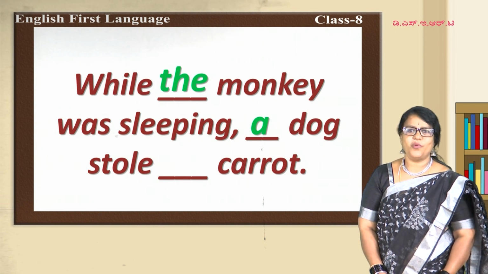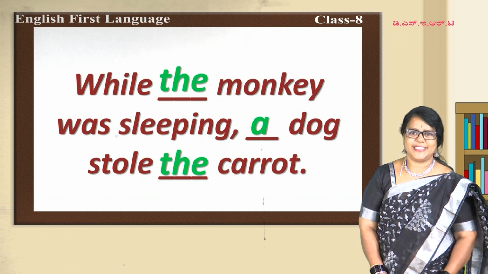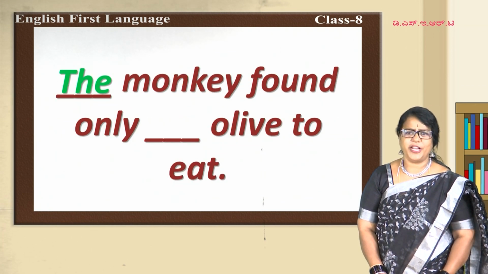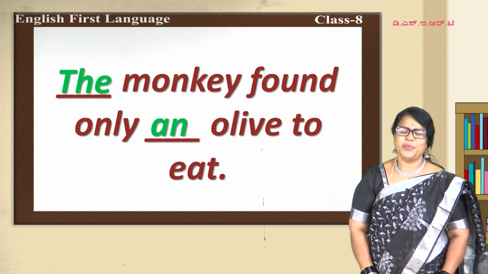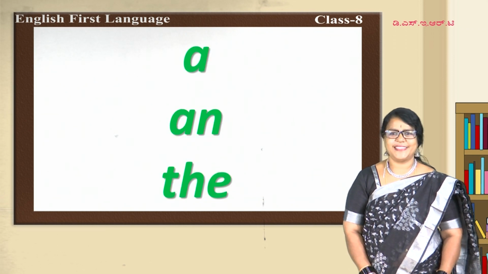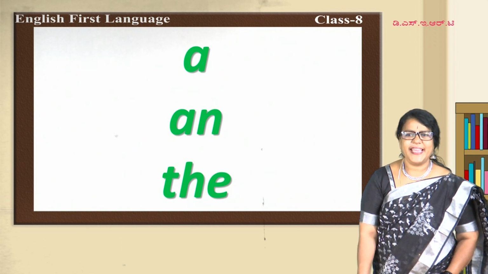While the monkey was sleeping, a dog stole the carrot. The monkey found only an olive to eat. Children, what are the words that popped in this story? Yes, you are right. They were a and the. What are these a and the?